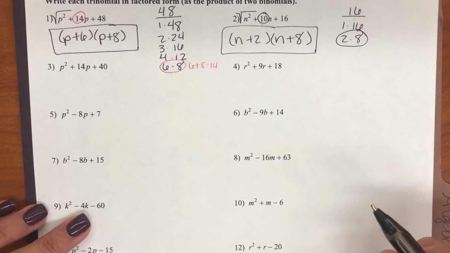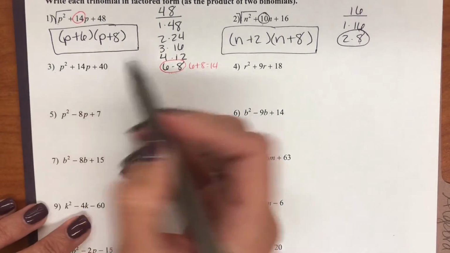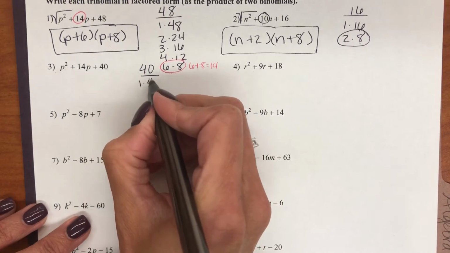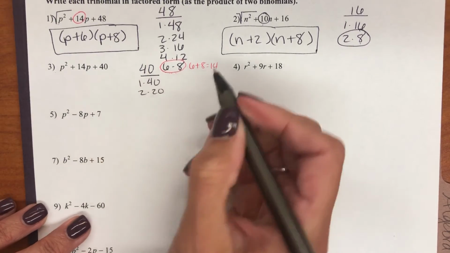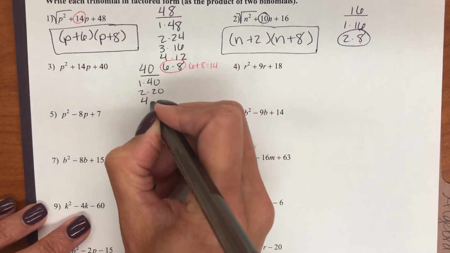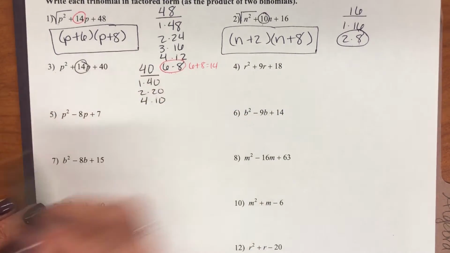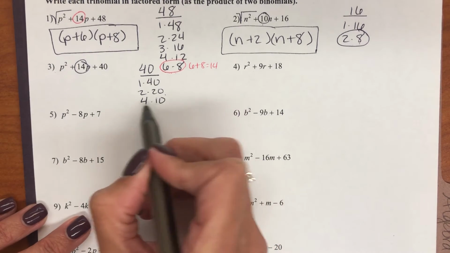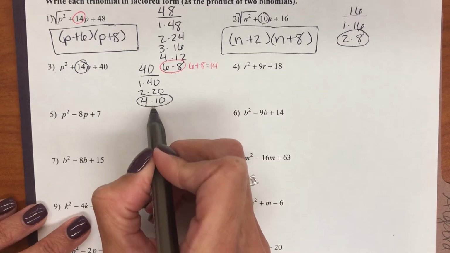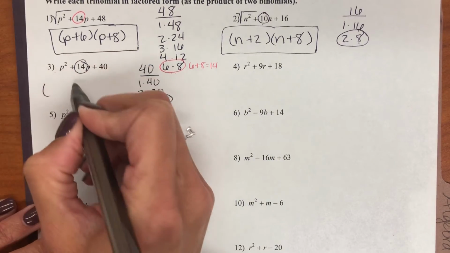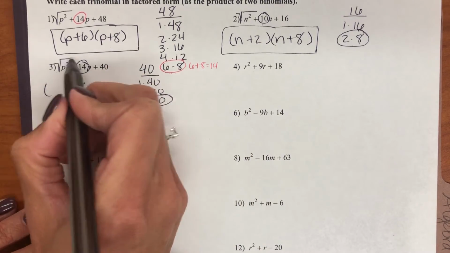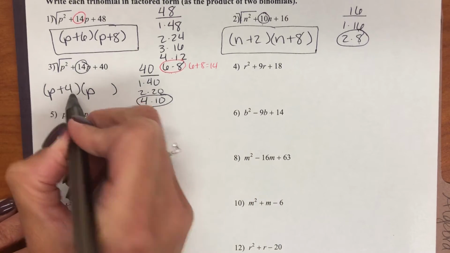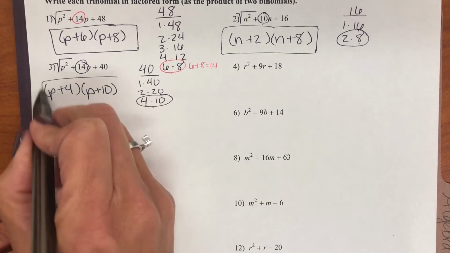All right, number 3. No GCF again, so 40 here. I've got 1 times 40, 2 times 20, 4 times 10, and I'm looking for it to add to 14. Well, 4 times 10, if I add them together, 4 plus 10 is 14, so this is my winner. Sets of parentheses. Square root of p squared is p, so p times p there, and then plus 4 and positive 10, so plus 10. Final answer.